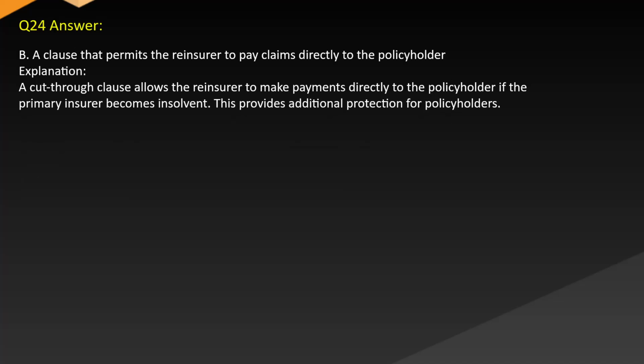Answer: B. A clause that permits the reinsurer to pay claims directly to the policyholder. Explanation: a cut-through clause allows the reinsurer to make payments directly to the policyholder if the primary insurer becomes insolvent. This provides additional protection for policyholders.